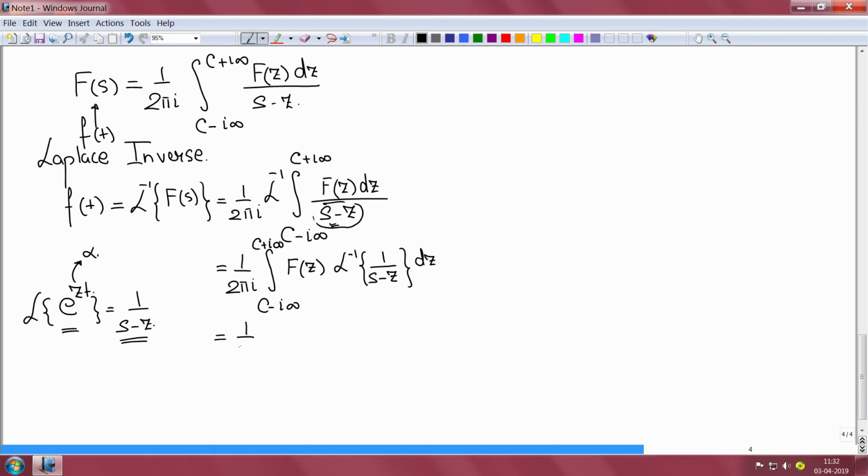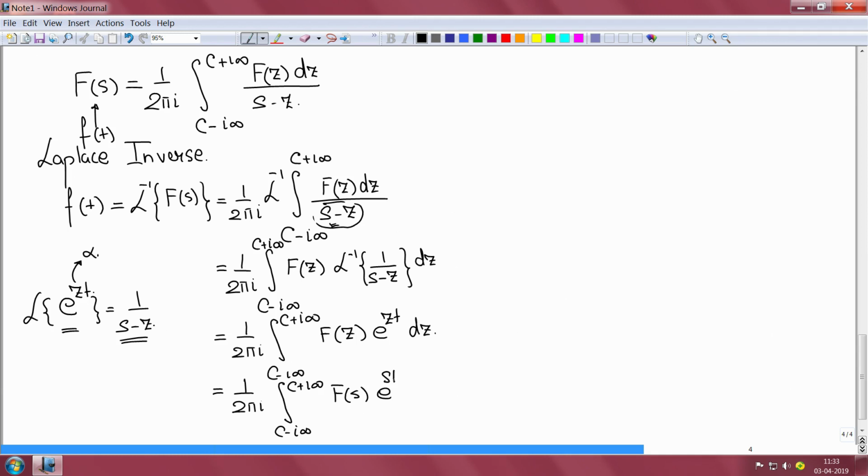So we get 1 over twice pi I integral c minus I infinity to c plus I infinity f of z e to the power zt dz, or using another dummy variable, 1 over twice pi I, the same integral c minus I infinity to c plus I infinity f of s e to the power st ds. So that is how the Laplace inverse is computed.